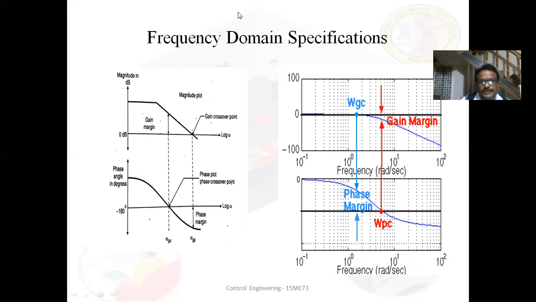Now let's show it. From this point to this point, it is called the gain margin. So here also, from here to here, it is called the gain margin.